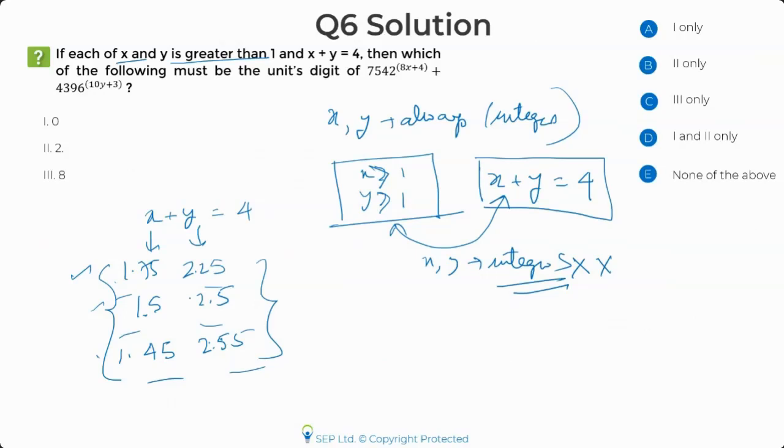Now, the mistake that most of you made in this question was the moment you saw x and y greater than 1, x plus y equal to 4, a lot of you jumped to the conclusion that this has to be 2, this has to be 2, and solved the question. How many of you did this? Mark yes. Obviously, from the poll, I do have an idea how many of you did that. But I hope you understand the mistake, guys.